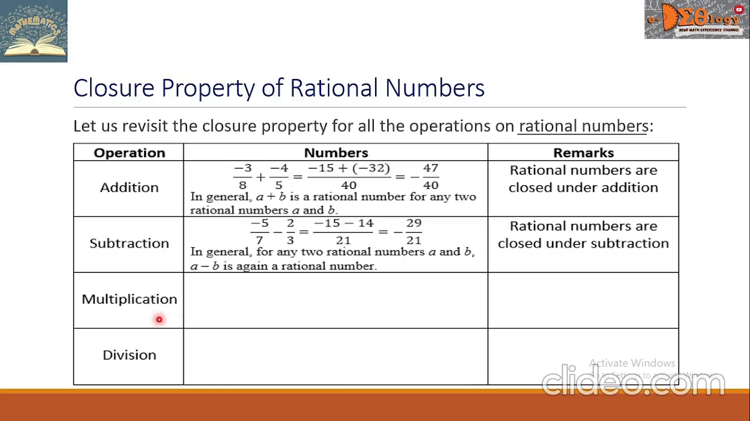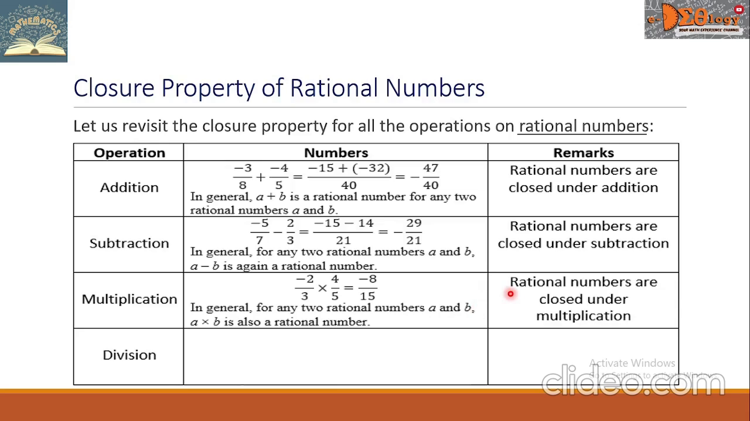Let's go to multiplication. Let us show one example. Negative 2 over 3 times 4 over 5. We multiply negative 2 by 4, that is negative 8, over 3 times 5, which is 15. This negative 8 over 15 is a rational number. So we write, in general, for any two rational numbers a and b, a times b is also a rational number. Then we conclude that rational numbers are closed under multiplication.